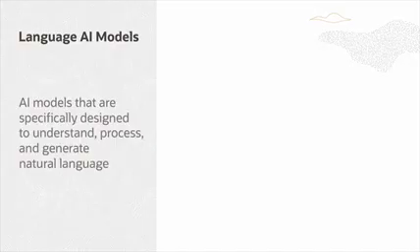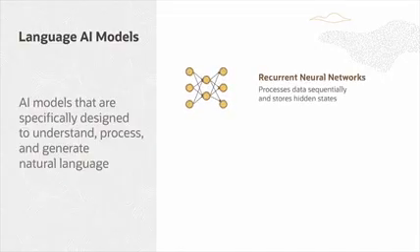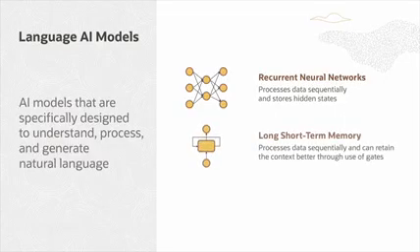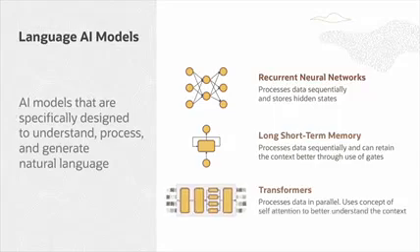The deep learning model architectures that are typically used to train models that perform language tasks are recurrent neural networks, which process data sequentially and store hidden states; long short-term memory, which processes data sequentially and can retain the context better through the use of gates; and transformers, which process data in parallel. It uses the concept of self-attention to better understand the context.